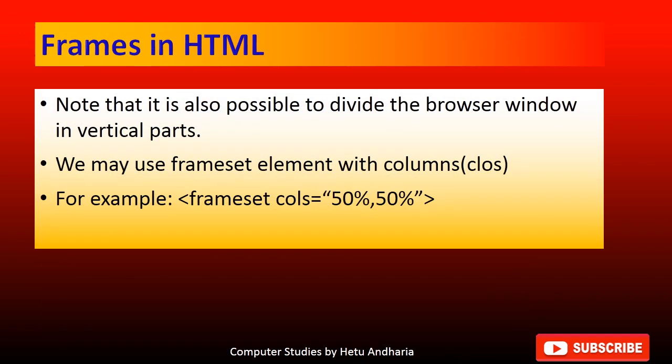Now just now we saw that the browser could be divided into 3 horizontal parts by using rows inside the frameset. But it is also possible to divide the browser window in vertical parts. You may use the frameset element with cols. For example, frameset cols is equal to 50%, 50%. That means the browser screen will be divided vertically into 2 equal parts.